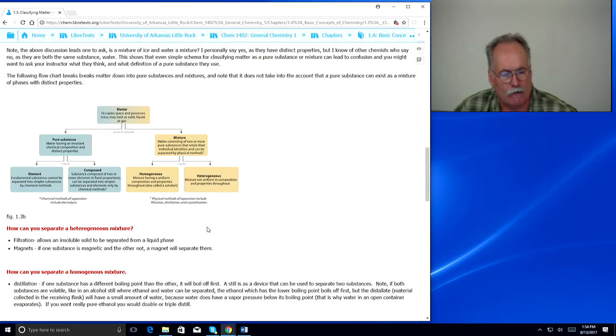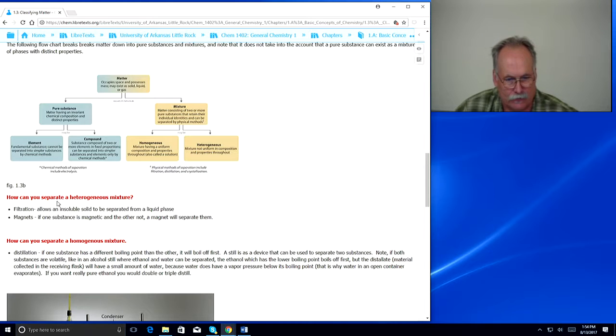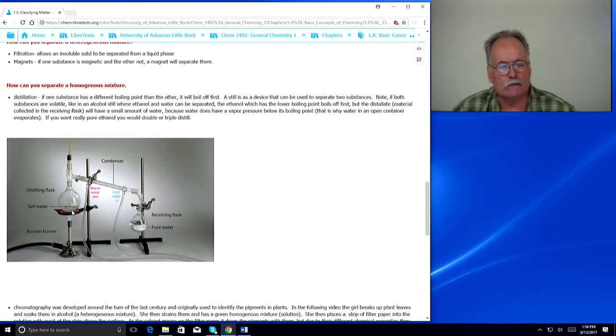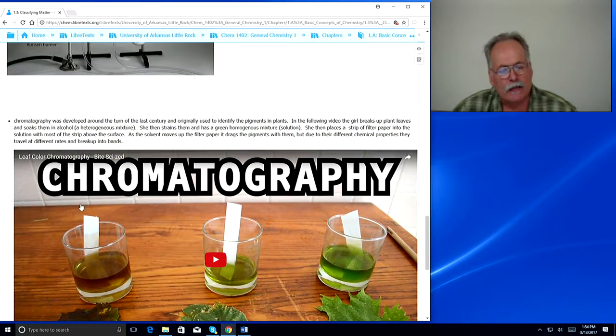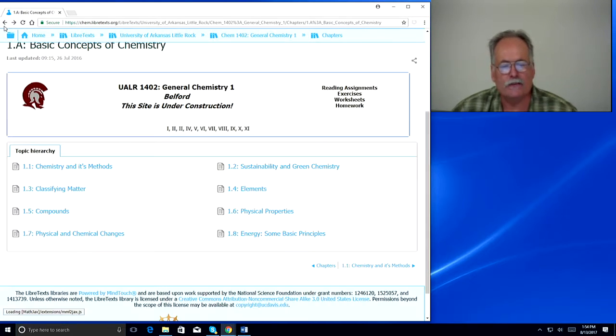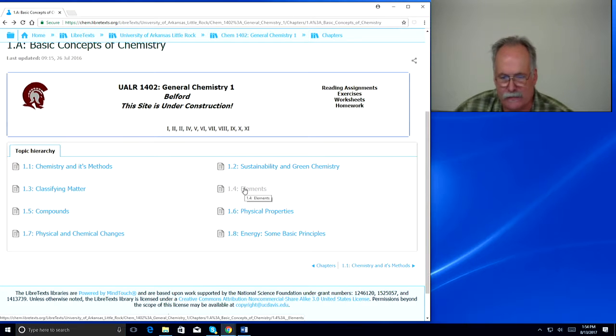So you can separate heterogeneous mixtures through processes like filtration, magnets. Recognize a heterogeneous mixture has obviously different forms, whereas a homogeneous mixture is like a solution, and one way to separate a solution could be through distillation. If the different components of the solution have different vapor pressures, that means they boil at different temperatures. You can also separate many solid solutes in a solution through a process called chromatography, and here's a real nice YouTube video that describes that. Okay? These are all terms and concepts that are fair game for your first exam.